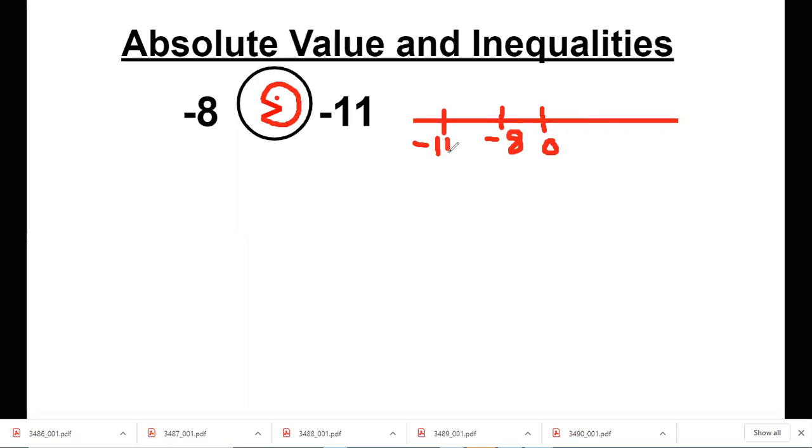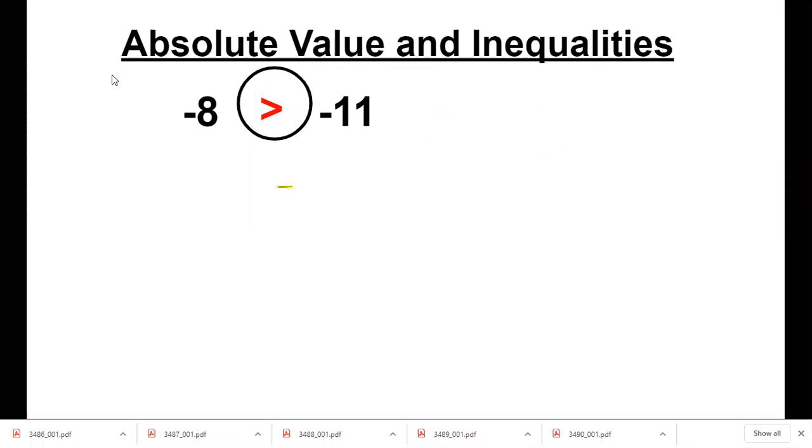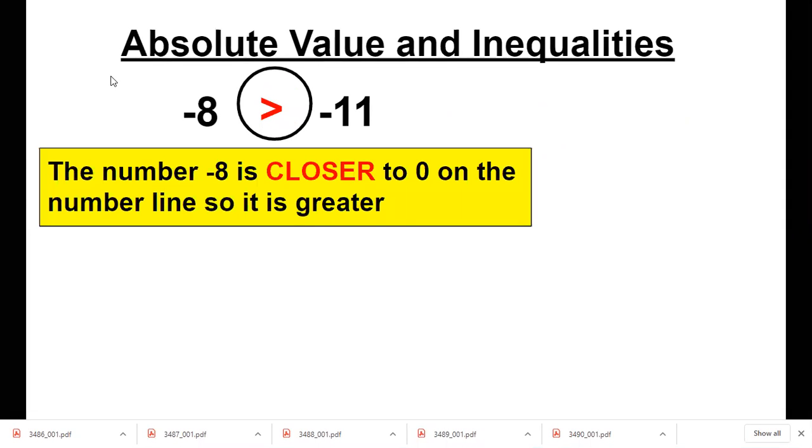Think about playing outside. You'd rather play outside when it's warmer than when it's colder. You'd rather play outside at -8 than -11. Although you may not want to play outside at all when it's that cold. But if you had a choice, you would prefer the -8 because it's warmer or bigger. Okay? The number -8 is closer to 0 on the number line, so it is the greater number.